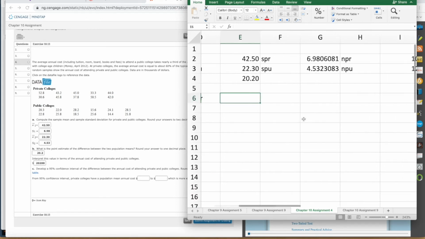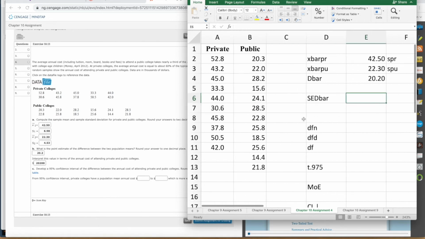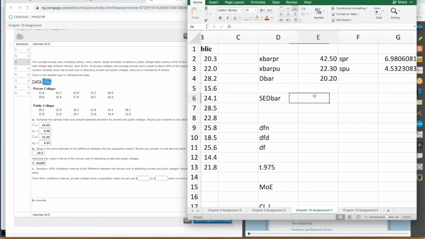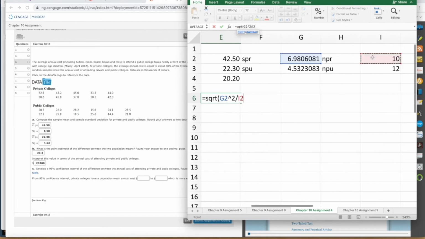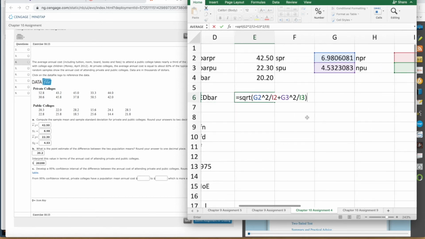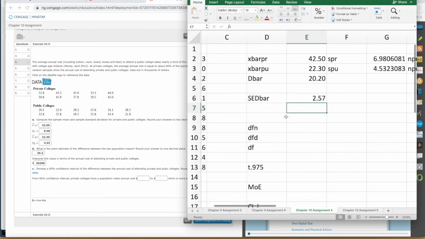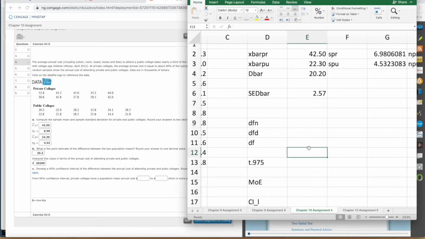SE. So our standard error when we're doing these differences is something like SQRT, open parentheses, S1 squared for the variance, so this guy squared divided by N1, plus S2 squared for the second sample divided by the N for that sample, close parentheses, enter, 2.57. Now this is where it gets hectic.